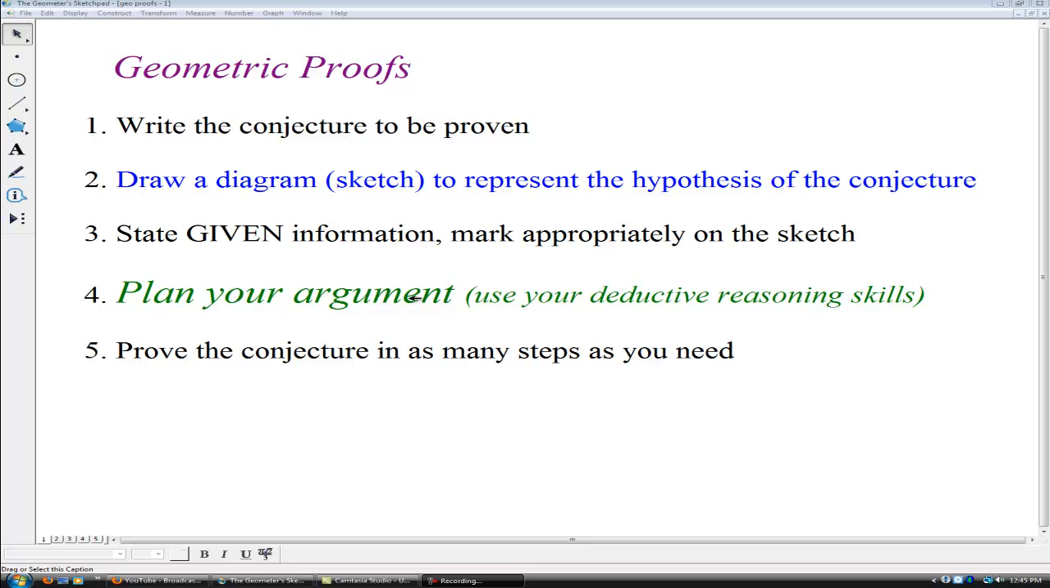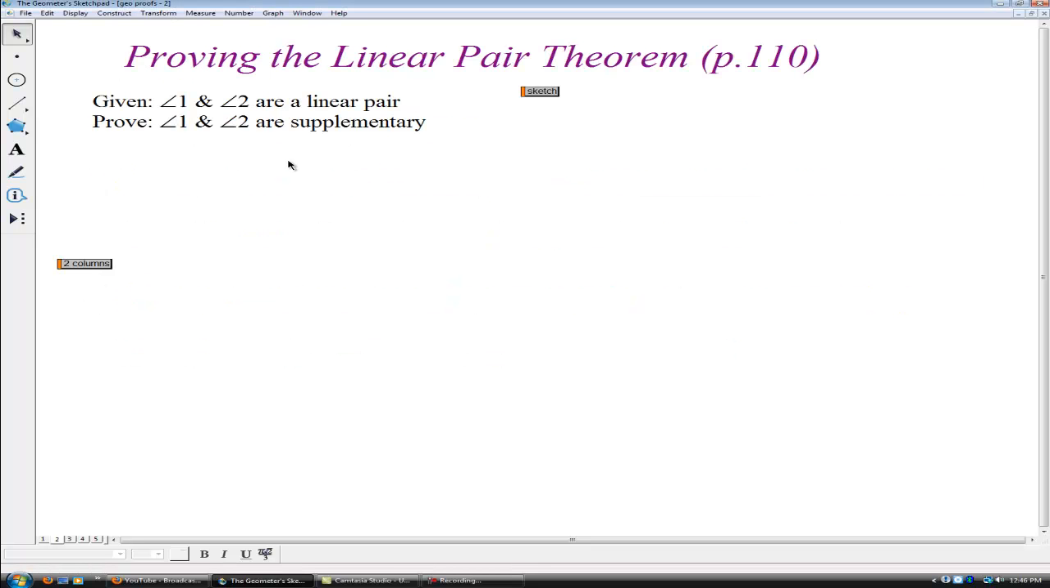Fourth, plan your argument. You've got to figure it out. Use your deductive reasoning skills. And fifth, prove the conjecture in as many steps as you need. Our first geometric proof will be to prove the linear pair theorem, and this is on page 110.